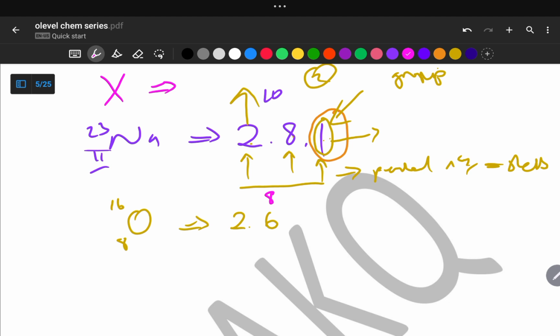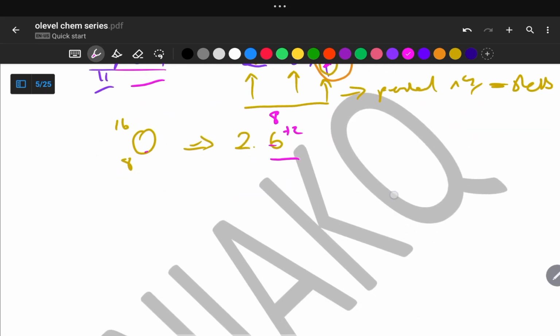So oxygen needs to have an extra 2 electrons, and then one atom of sodium will lose 1 electron, since we are having 1 in the outermost shell. So what are we going to do? We are going to use 2 sodium atoms, which will then donate 2 electrons to this oxygen atom. So we can simply illustrate that using the diagrams.